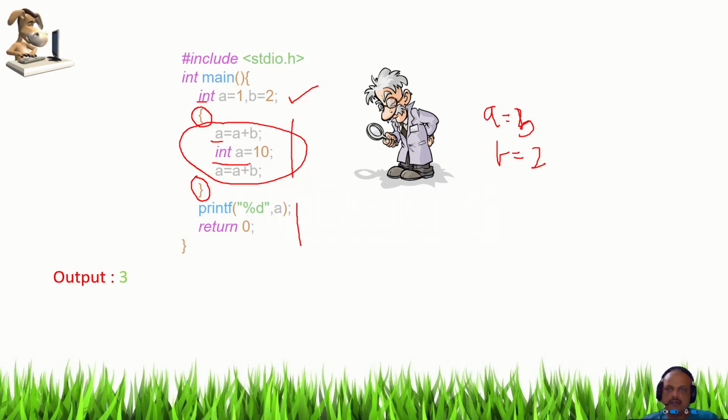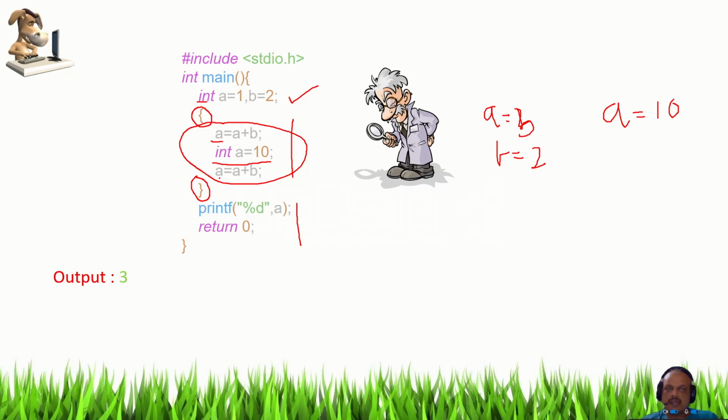Later on, another variable int a gets initialized in this section. So this a is different from this, mind you folks. This is a local variable in this block, whereas this becomes a global variable. So another variable a gets declared and initialized to 10. Later on, again I do a equals a plus b.